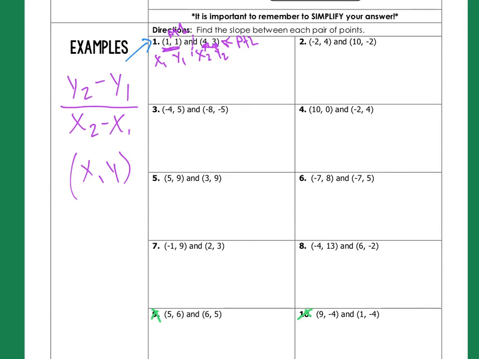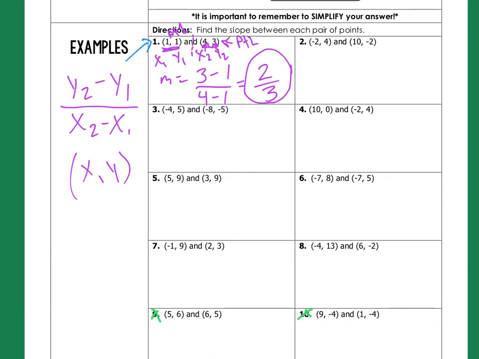So let's see. Slope is equal to, if I plug in now, y2 is 3, I'm always subtracting. y1 is 1. Then I've got my fraction. x2, like I see in the bottom, is 4. So always subtract. And then x1 is just 1. 3 minus 1 is 2. 4 minus 1 is 3. 2/3. And I know that's the final because I can't simplify that anymore. 2 and 3 have only one common factor. That's 1.